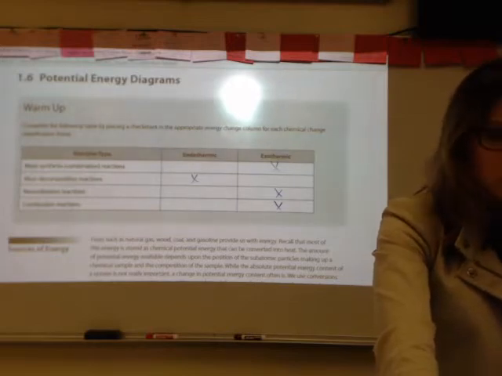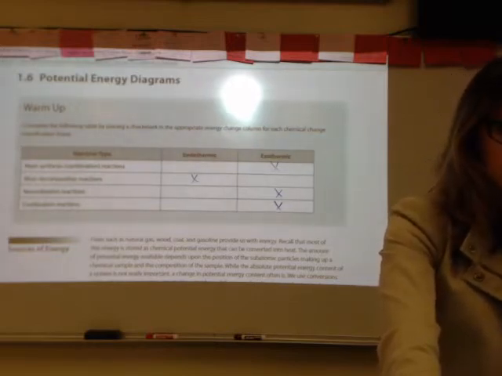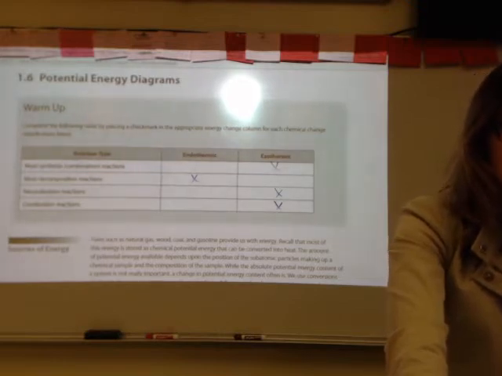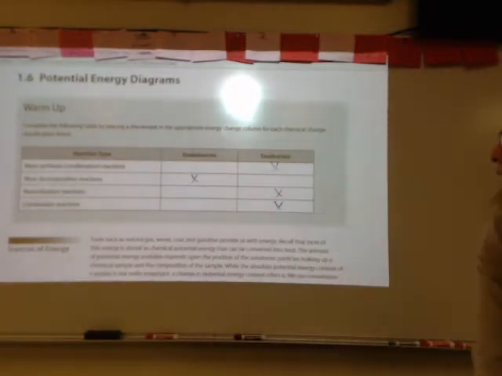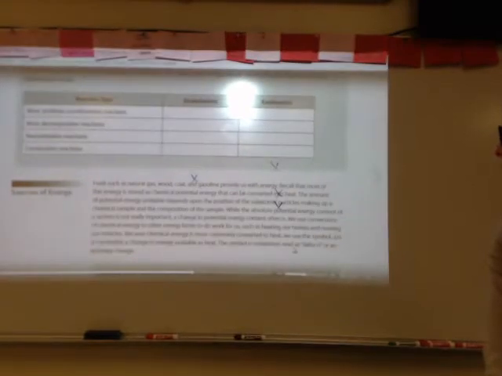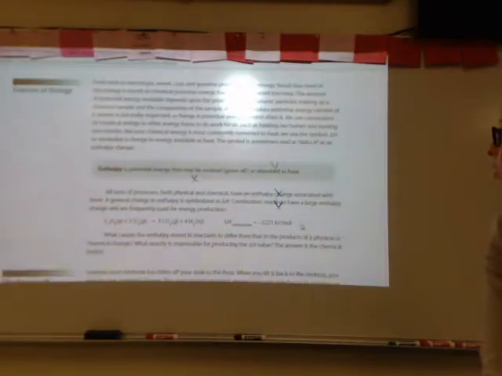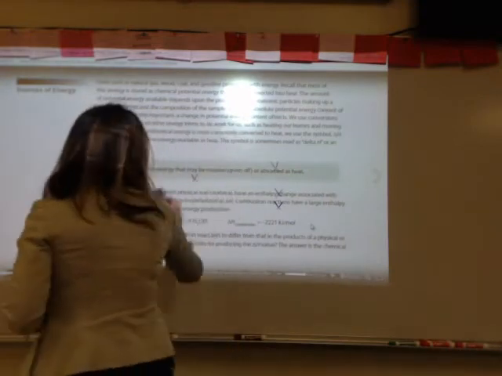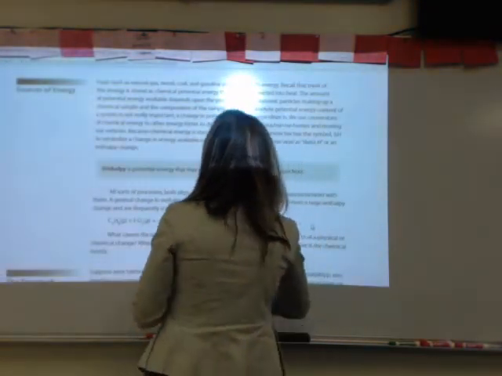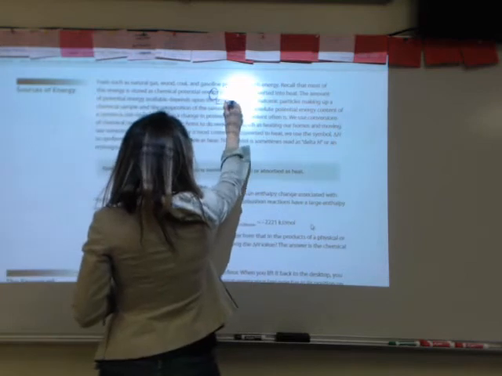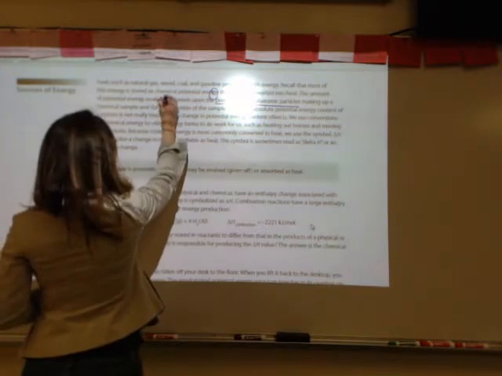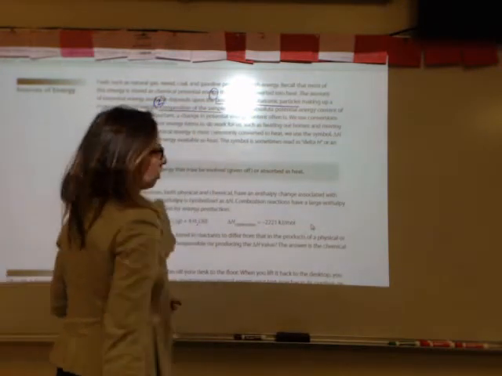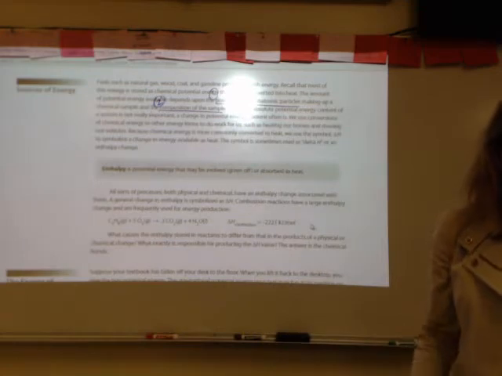Most energy is stored as chemical potential energy in the form of bonds, and we can convert that into heat when we break the bonds. The amount of potential energy that's available depends upon a couple of things. It depends upon the position of subatomic particles making up a sample, and it also depends upon the composition of the sample, meaning what that sample is made up of.